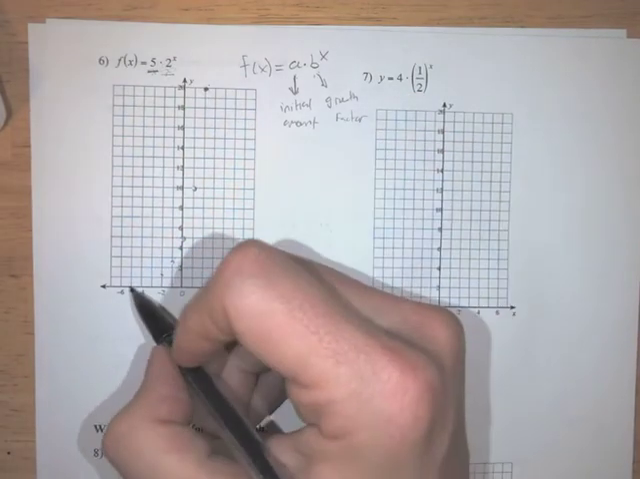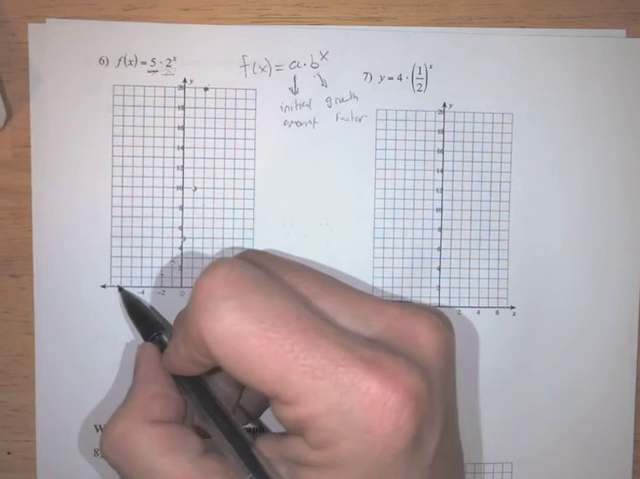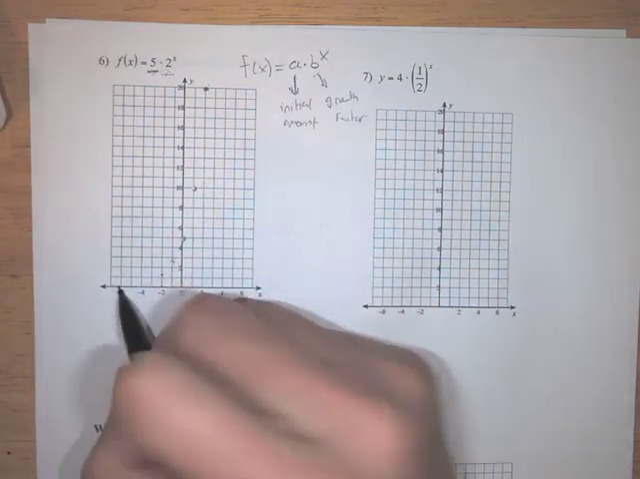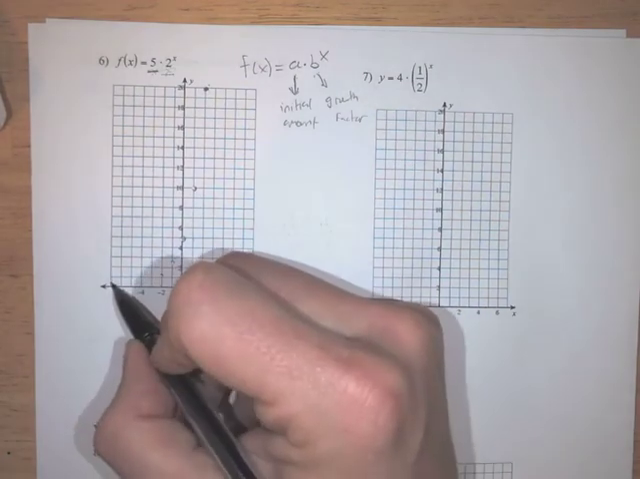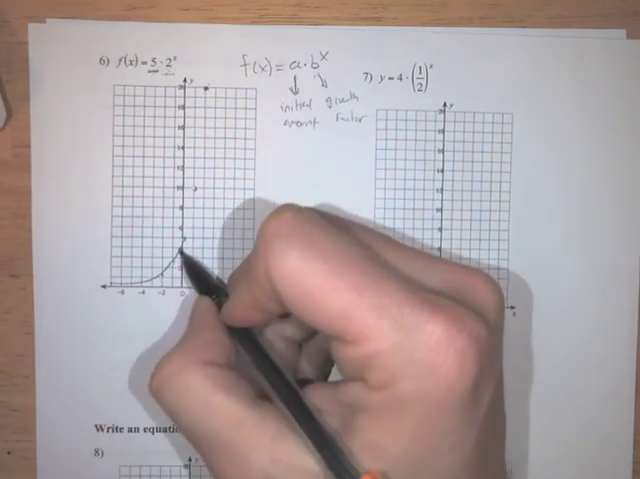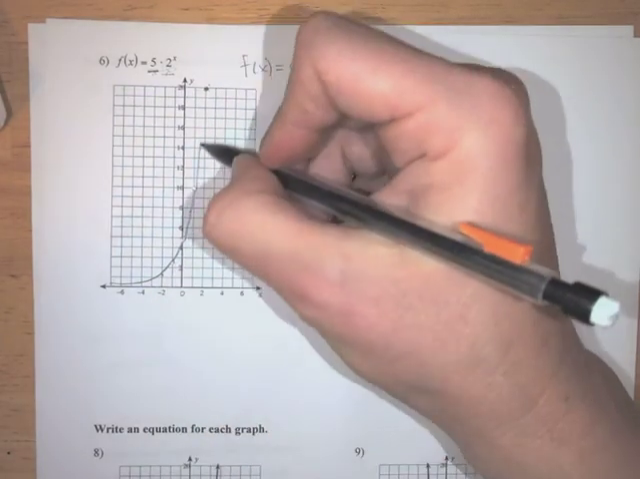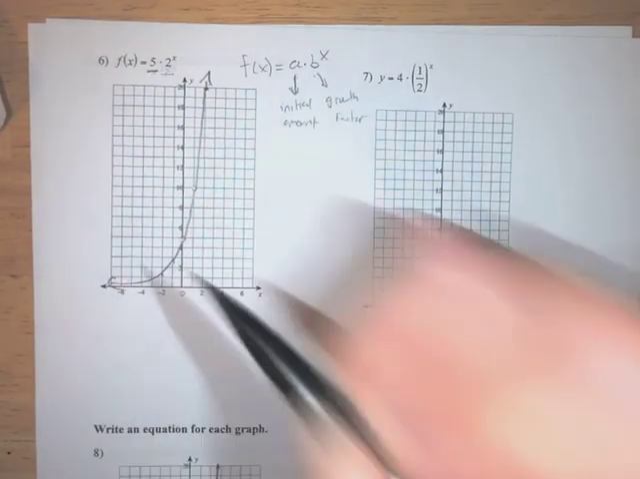Okay, so this gives us a pretty good graph, though. We know we're going to have an asymptote down here at y equals 0, okay? And we're just going to grow exponentially. Okay, and that's our function.